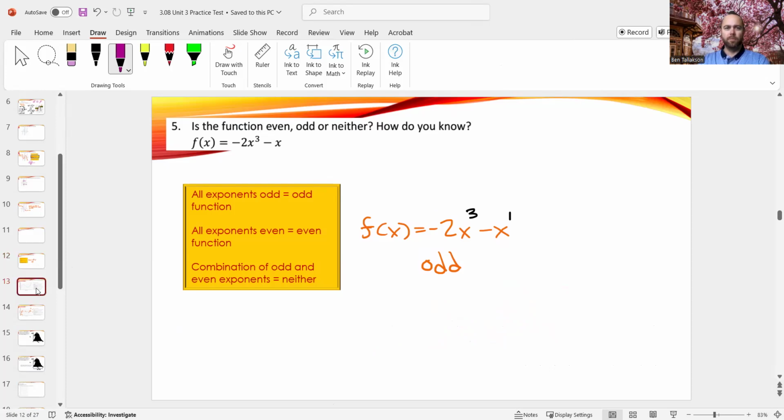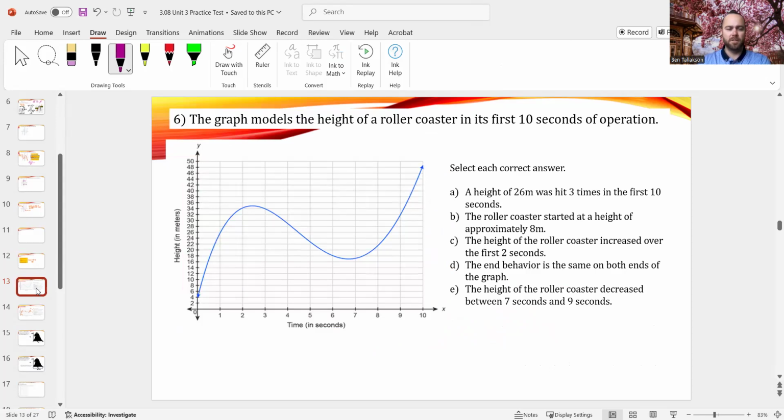And number six, we're given a graph. We're told it models the height of a roller coaster in its first 10 seconds of operation. So we see that here from 0 seconds all the way to 10, which is our entire graph here. And we're being asked to select each correct answer. Read through them one by one, show some work, explain if you'd like, and find the correct answers.